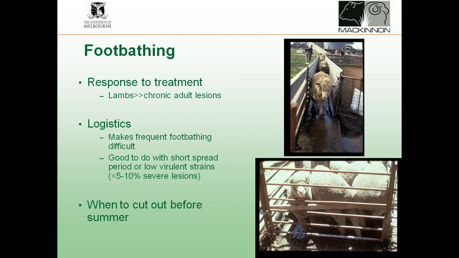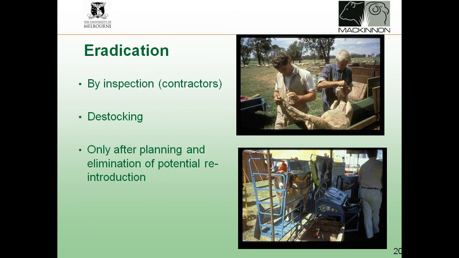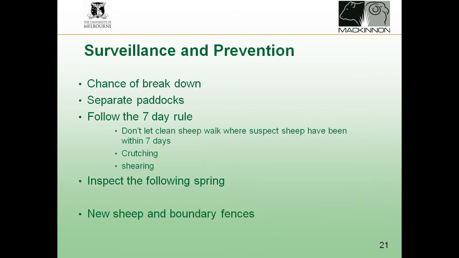But I think it's something for management. Jack's going to talk about eradication, but ultimately there's two options. Destocking, where you just get rid of all your sheep. That's a very costly and risky option for most people, unless it's just one small mob. It's more about inspection and culling of infected sheep and so on, which Jack will go through. And the final thing is surveillance and prevention. And look, foot rot gets onto a place two ways: boundary fences where stock get through, or by purchase of new sheep that you don't quarantine.